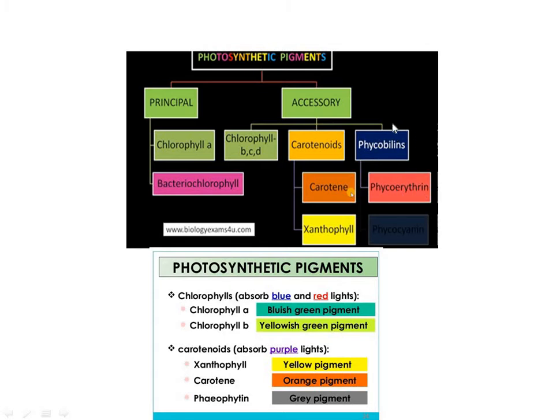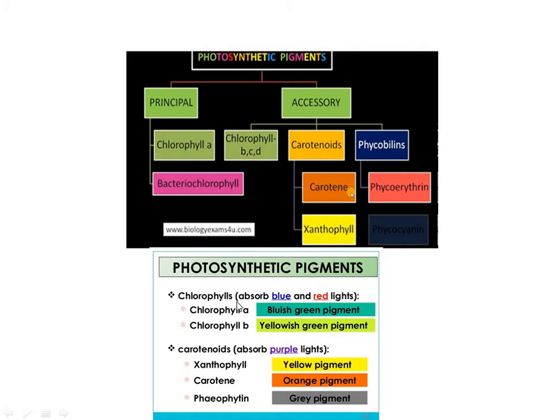The phycobilins are blue or red colored pigments which are present in most of the algae, especially the primitive forms. And there is the bacteriochlorophyll that is present in bacteria. The carotenoids include carotene and xanthophyll. Carotene is an orange colored pigment, and xanthophyll is a yellow colored pigment, which are present in higher plants.